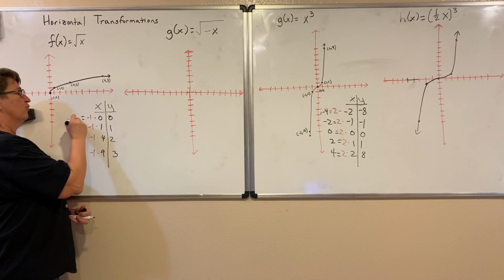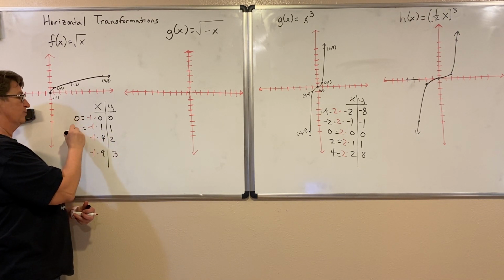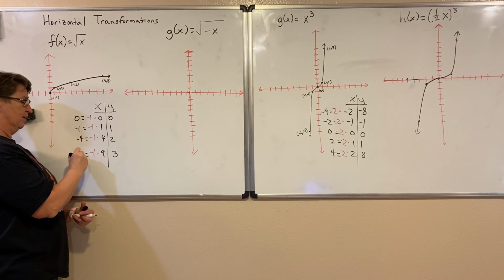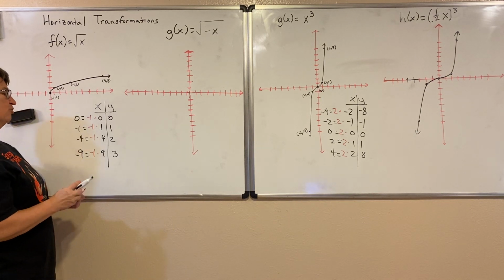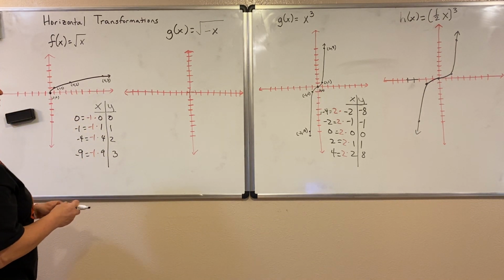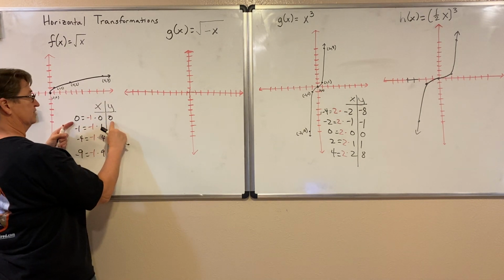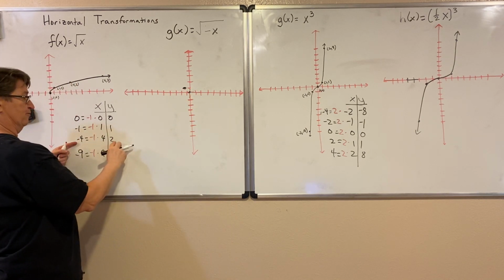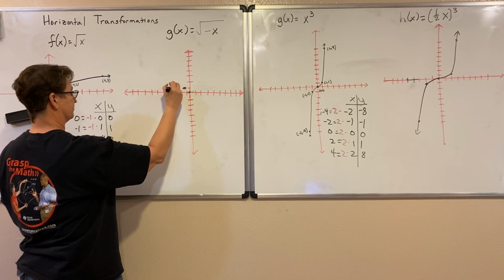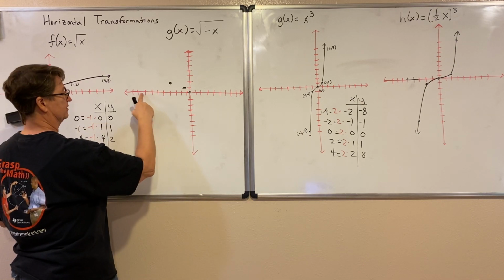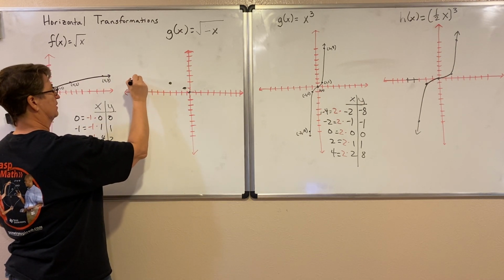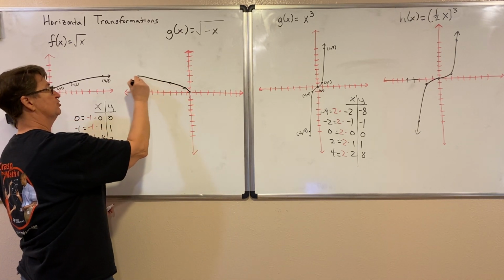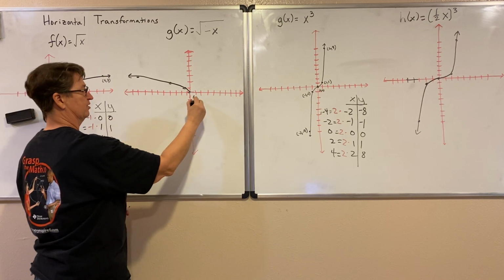So -1 times 0 is 0, -1 times 1 is -1, -1 times 4 is -4, and -1 times 9 is -9. So the points on this new function are at 0, 0, -1, 1, -4, 2, and -9, 3. So that this new function looks like this.